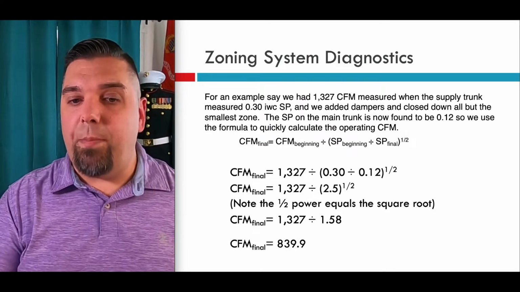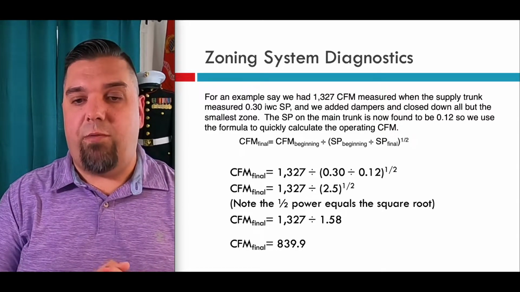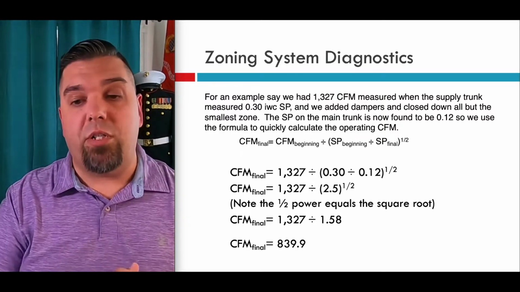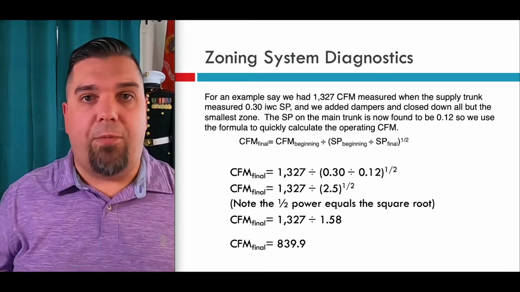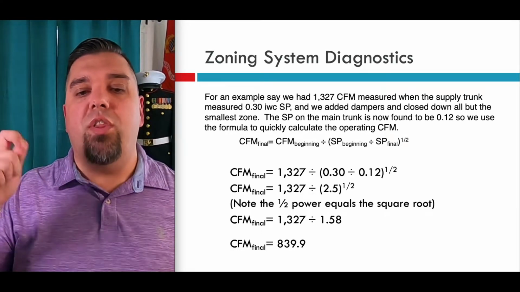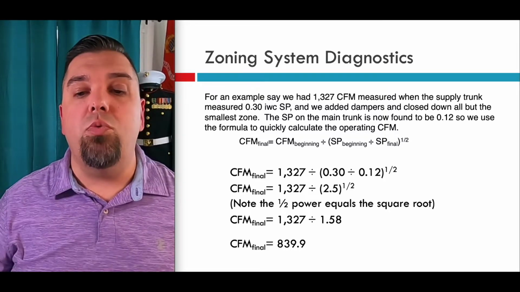So as an example here, let's say we measured 1,327 CFM, right? And in the trunk, we had 0.3 inches of water column static pressure. Then we added the dampers and closed down all of them except for the smallest zone. This is worst case scenario, right? The static pressure on the main trunk now with that smallest zone open was only 0.12 inches of water column.